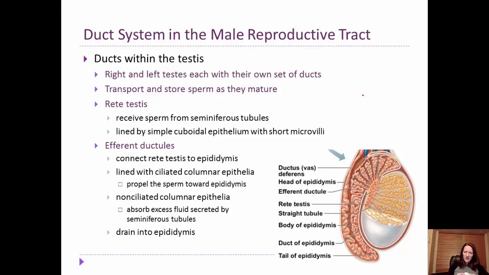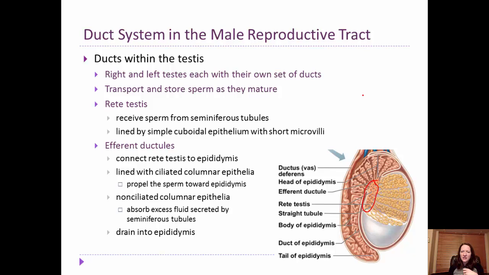This is just the very beginning here. We have these things called the rete testis right in here. The rete testis are just going to receive the sperm from the seminiferous tubules. They are lined with simple cuboidal epithelium, and it's going to have microvilli.